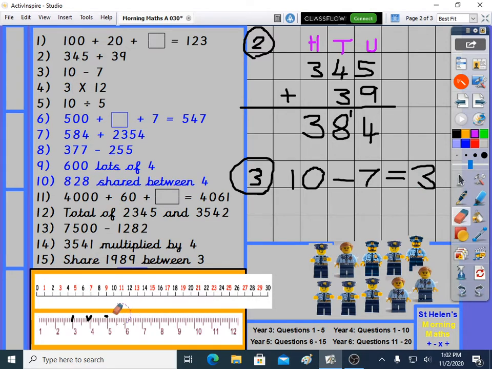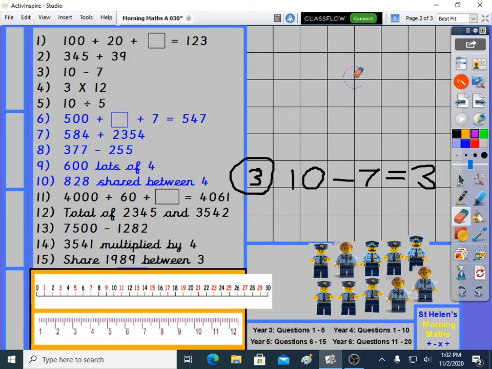And we can go to question 4. Question 4, 3 times 12. Okay, we did our 3s yesterday. We'll be singing our 3s 12 times. So we've got 3, but we got it 12 times. 3, 6, 9, 12 and 15, 18, 21 and 24, 27 and 30, 33 and 36. 3 times 12 is 36. That was question 4 already.